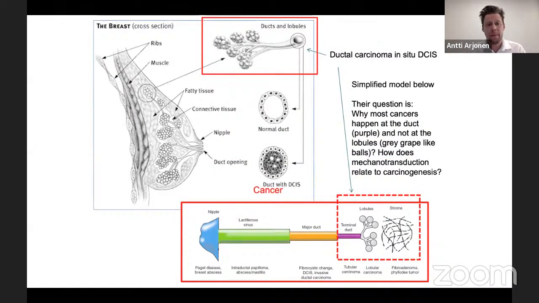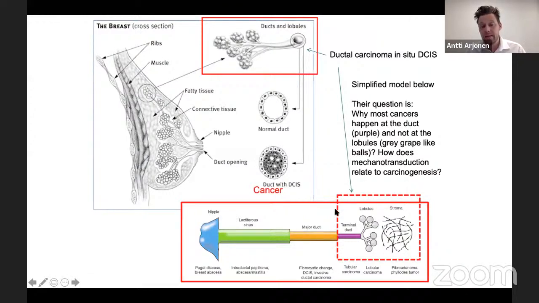This is basically all about how breast cancer develops in humans. We have ducts and lobules shown here in the top part of the picture, and the cancer usually only happens, or the worst kind of cancer that you cannot treat happens, always in the ducts. So why does it happen there? That is a good question, and this is something that we have been studying.